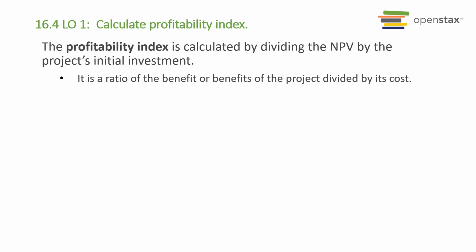The profitability index is calculated by dividing the NPV by the project's initial investment. It is the ratio of the benefits of the project divided by its initial cost.